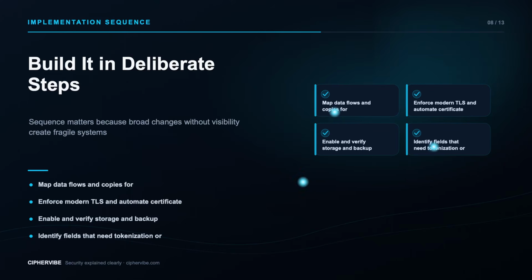The best rollout is one where a normal workflow succeeds, an unsafe path fails closed, and the team can explain the decision from logs rather than intuition.